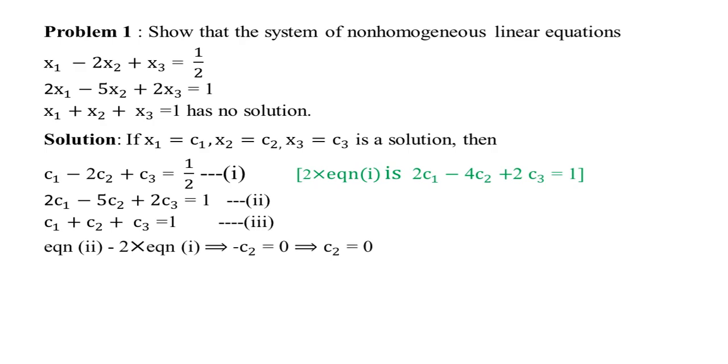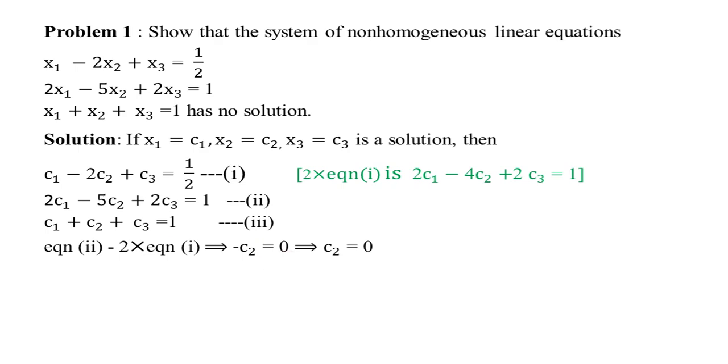Now, equation 2 minus 2 times equation 1 gives, that is equation 2 is here, 2 times equation 1 is here. So we have equation 2 minus 2 times equation 1, we get 2c1 minus 2c1 cancels, minus 5c2 minus of minus plus 4c2, so that is minus c2. 2c3 minus 2c3 cancels, 1 minus 1 is 0. So here we get minus c2 equal to 0, therefore c2 equal to 0.